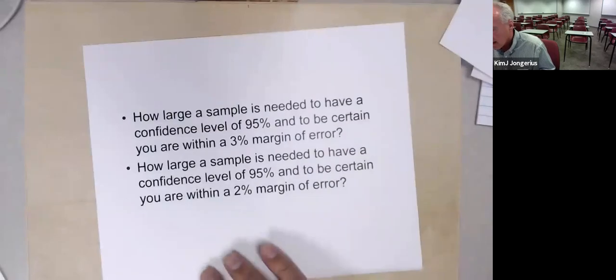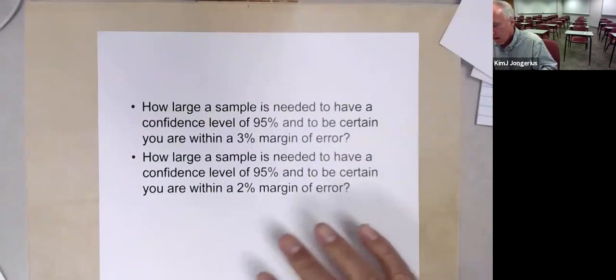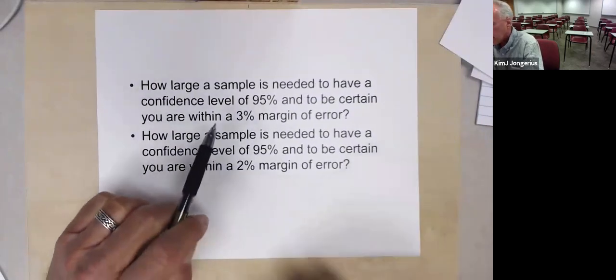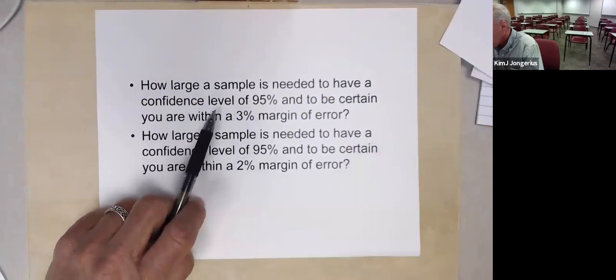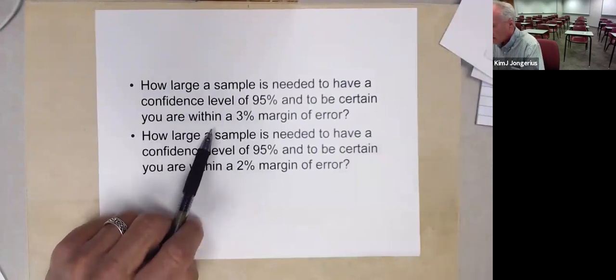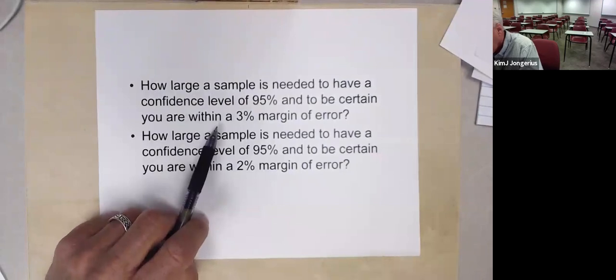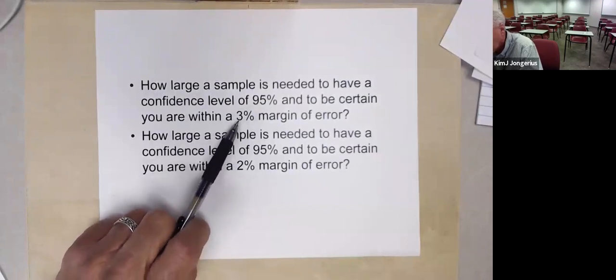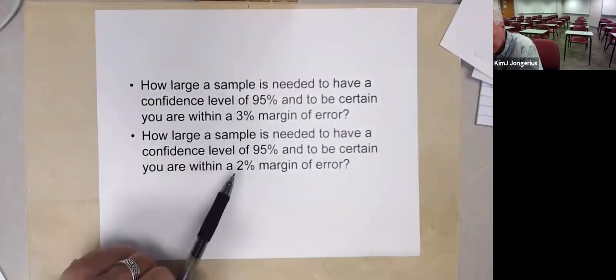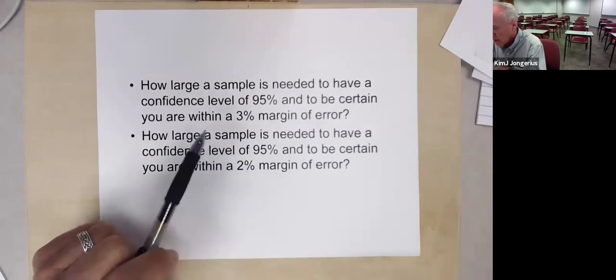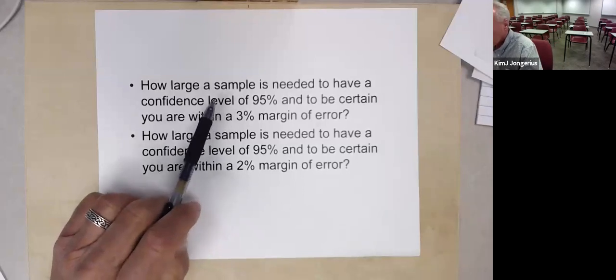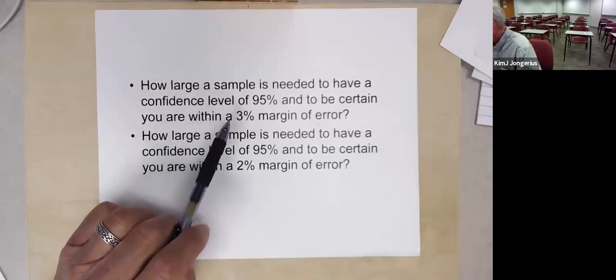A couple of final examples. How large a sample is needed to have a confidence level of 95% and to be certain that we are within a 3% margin of error? This is typically one type of Gallup poll. Frequently, Gallup polls will have a margin of error of 3% or 2%. So let's talk about how large a sample would be used in such a Gallup poll.